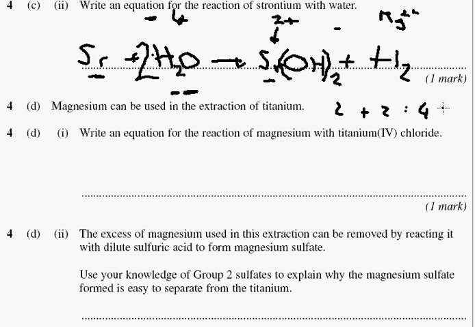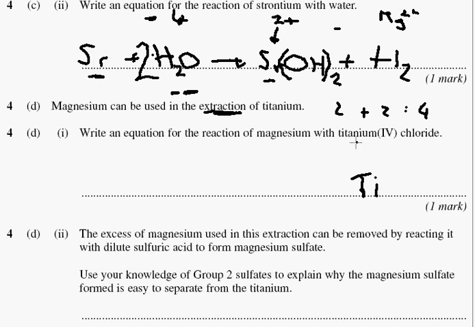Okay, we've got 4D1. Write an equation for the reaction of magnesium with titanium chloride. Wow. Let's have a look at this first. It says magnesium can be used in the extraction of titanium. So if I look at the periodic table, my titanium is Ti, and if I'm extracting titanium, I must end up with Ti by itself.